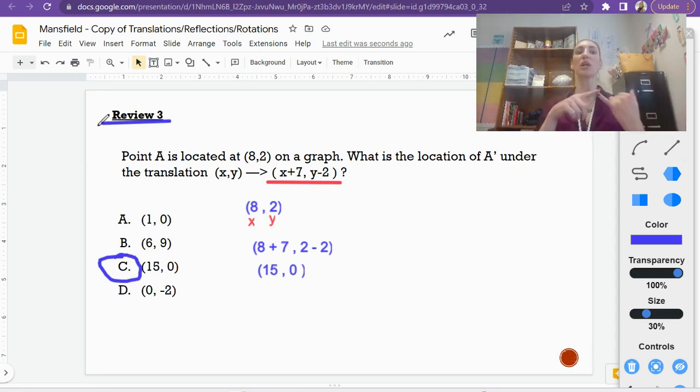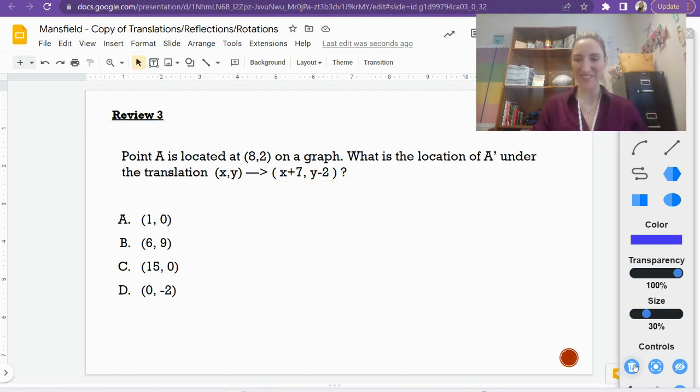Again, I want the title Review 3. I want the point that I gave you originally, 8, 2, and I want you to write on the bottom that 8 is the x and 2 is the y. I want the 8 plus 7 and then the 2 minus 2. I want the 15, 0, and then the letter C. I want the whole thing there to help you understand what is going on when you revisit that paper. Otherwise, what does a random letter C on your paper mean for you? That's going to be weird to review.